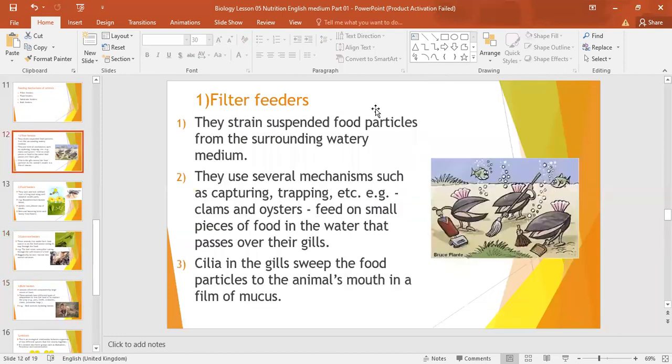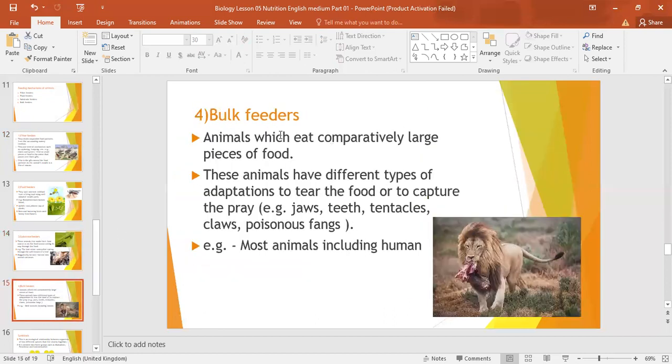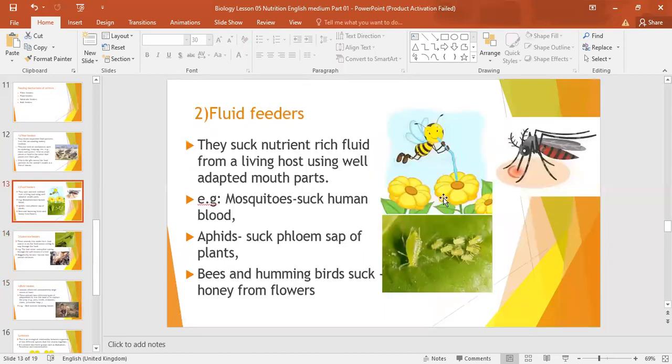In these three types, they never take large food particles, but in bulk feeders, comparatively large pieces of food are taken. These animals have different types of adaptations. Can you remember these fully adapted mouth parts? We can see the honeybee has fully adapted mouth parts for sucking. Each animal's mouth parts are fully adapted to their feeding type.